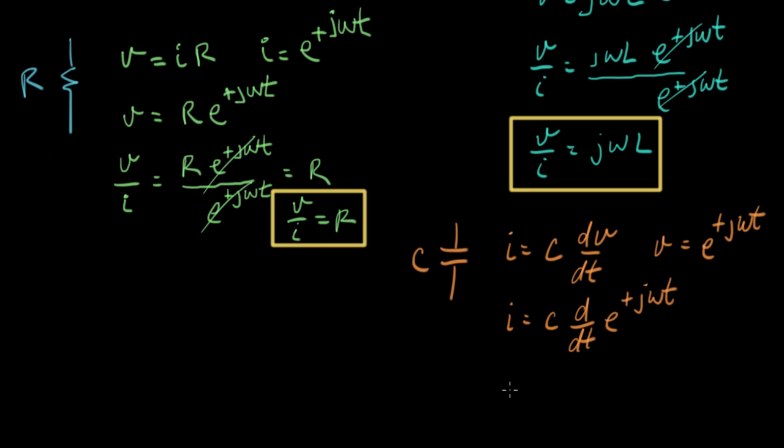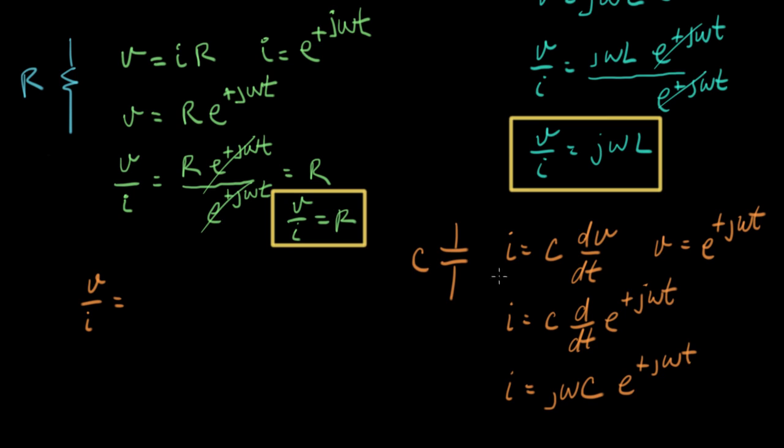And let's take that derivative. I equals, same thing happens. J omega comes down to multiply out in front with C, and we get the same thing over here. So we get j omega C times e to the plus j omega t. And now we'll ask the same question again that we did before, which is what is V over I for a capacitor? And we can fill this in.